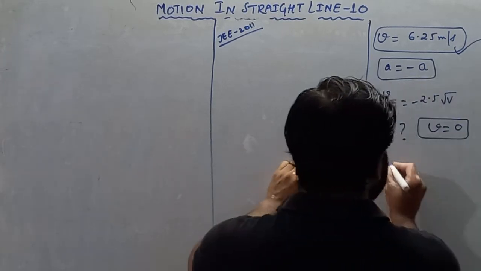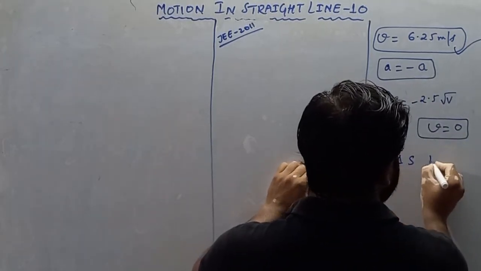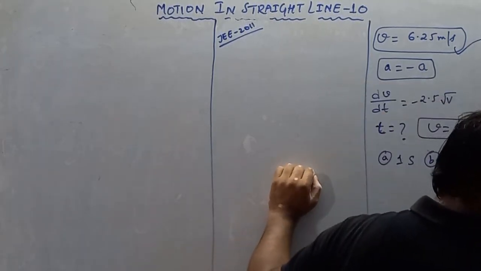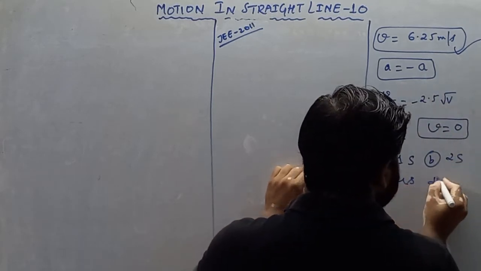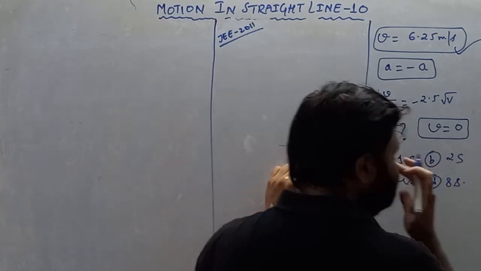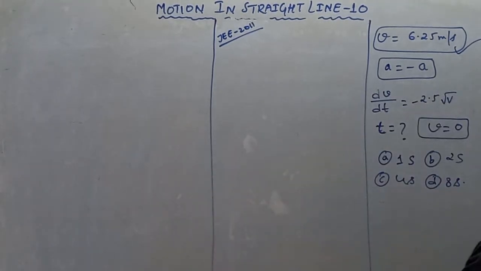Options are, A option is 1 second, B option is 2 second, C option is 4 second, and D option is 8 seconds. So I am repeating once again the statement of question.